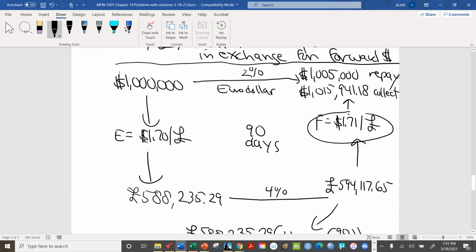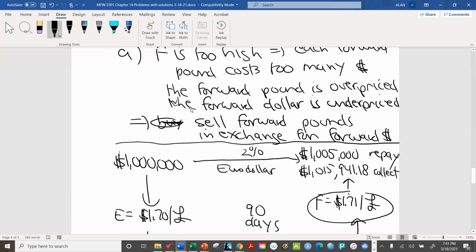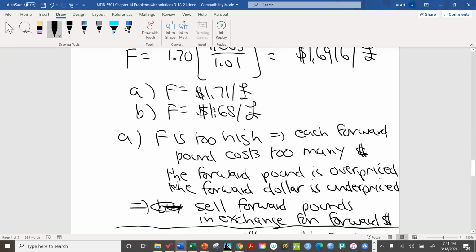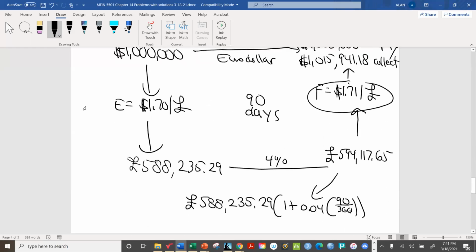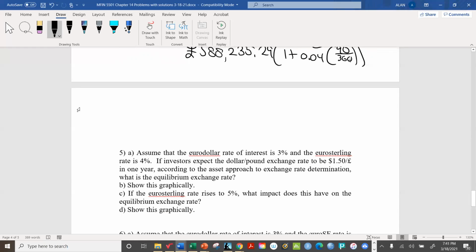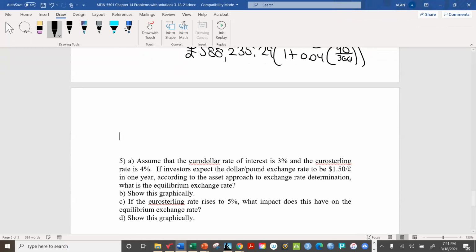Nice. All right. Now what we have to do is work this backwards based on the assumption that F is actually 1.68. It's too low. Okay, the forward pound is underpriced. The forward dollar is overpriced. So we want to work everything backwards. But that requires us to start with pounds rather than dollars. So that's what makes it a little tricky.